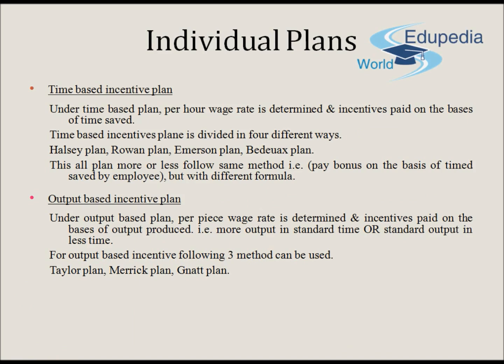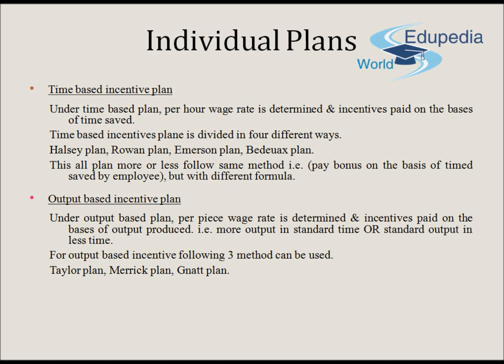Under time-based plan, per hour wage rate is determined and incentives are paid on the basis of time saved. Time-based incentive plan is divided in 4 different ways: Halsey plan, Rowan plan, Emerson plan, and Bordeaux plan. These plans more or less follow the same methods. Pay bonus on the basis of time saved by the employee, but with different formula.